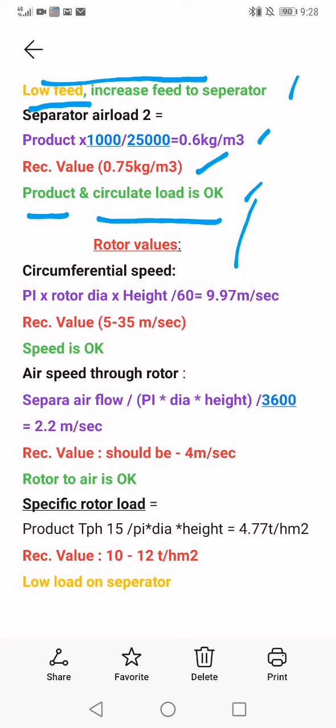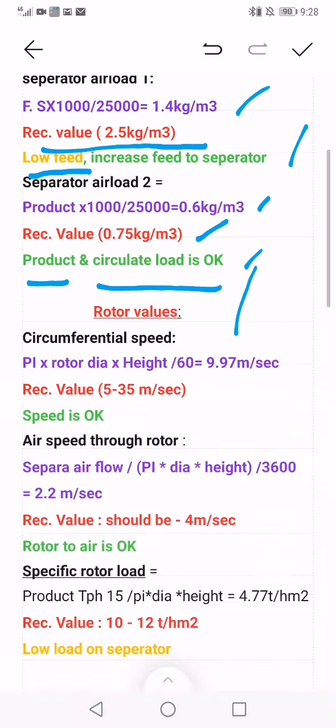We are getting here 9.97 meter per second. Our recommendation value is 5 to 35 meter per second. So it is in between the range, we got 9.9 meter per second. So our circumferential speed is okay, so we can finalize that one.